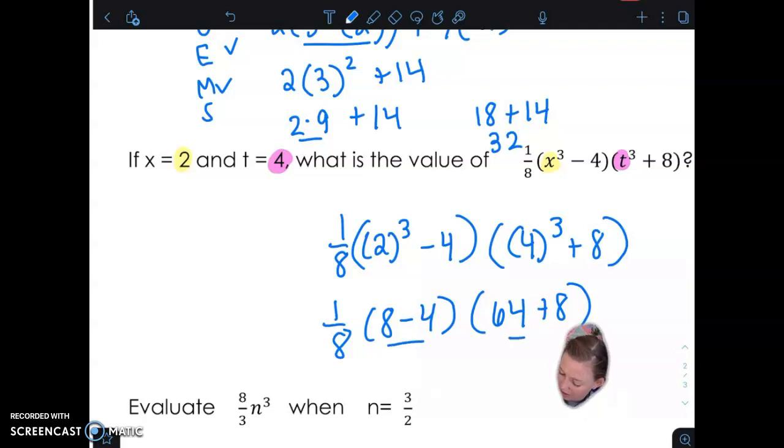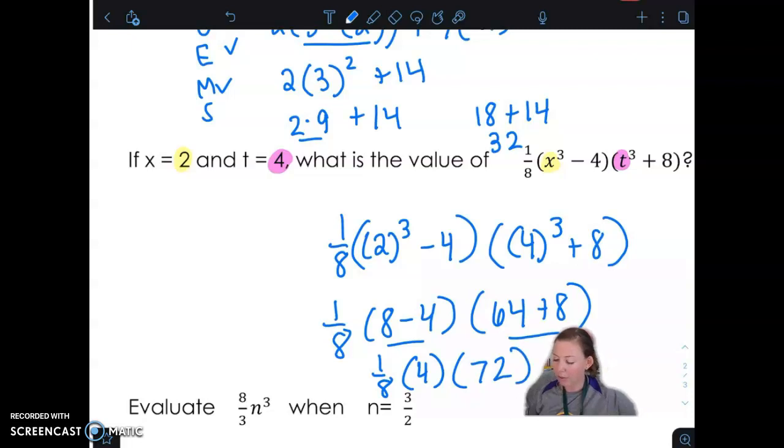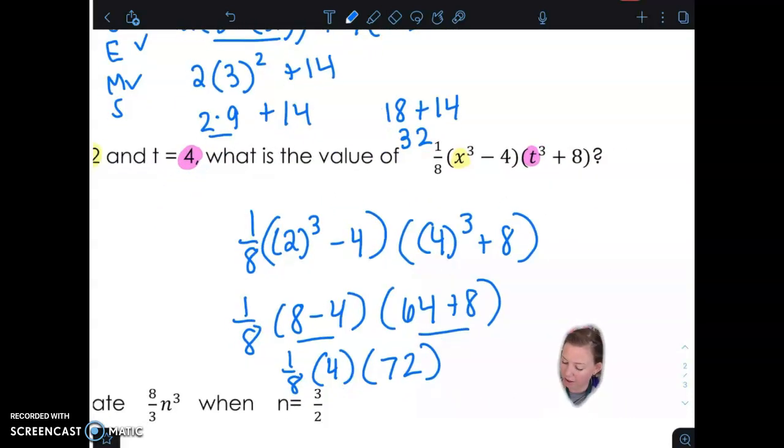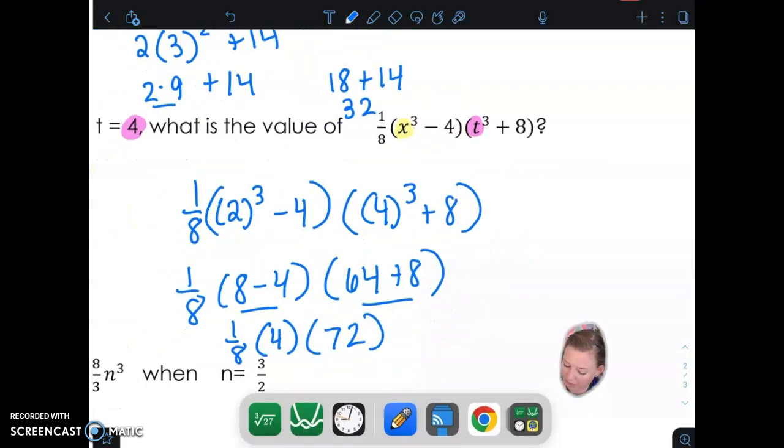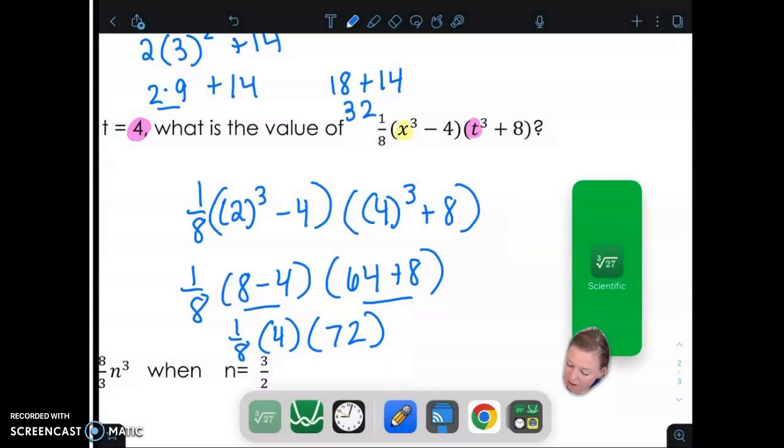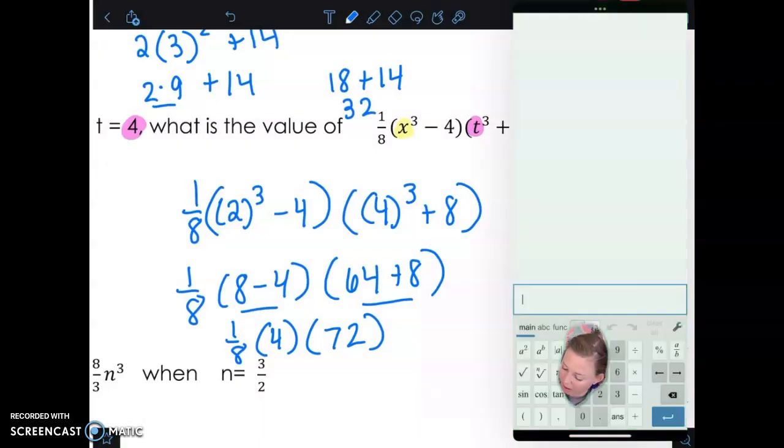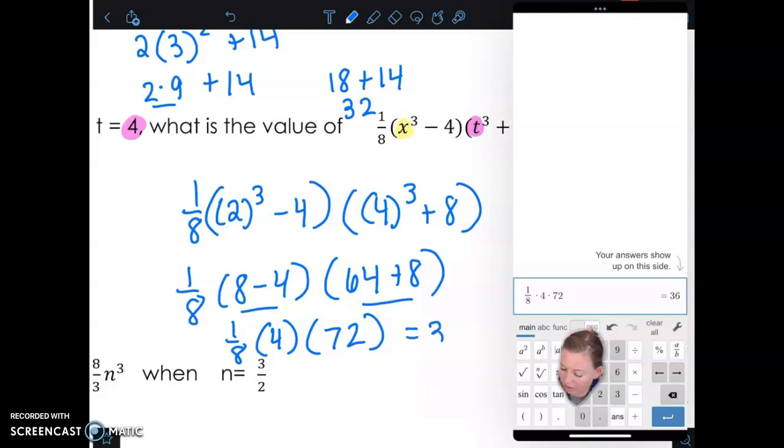And now we can do our last step in each one. We bring down the 1/8. 8 minus 4 is 4, and 64 plus 8 is 72. When we get to this step, we can actually just plug everything directly into the calculator. If I type in 1/8 times 4, which is going to be a half, times 72, we get 36.